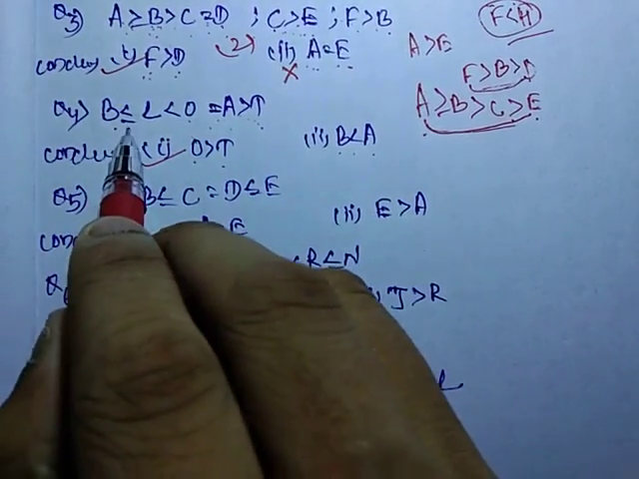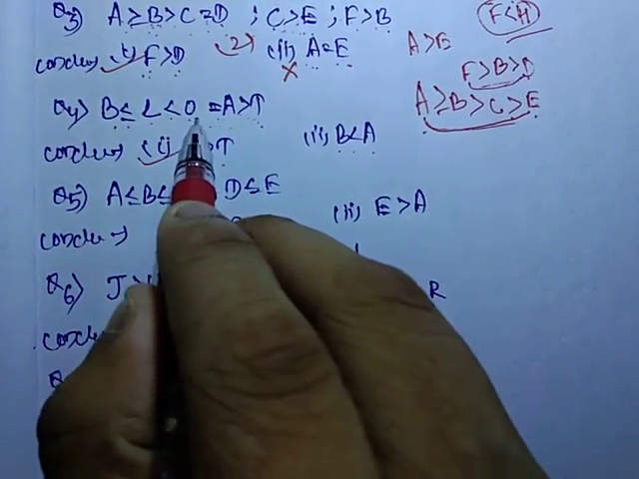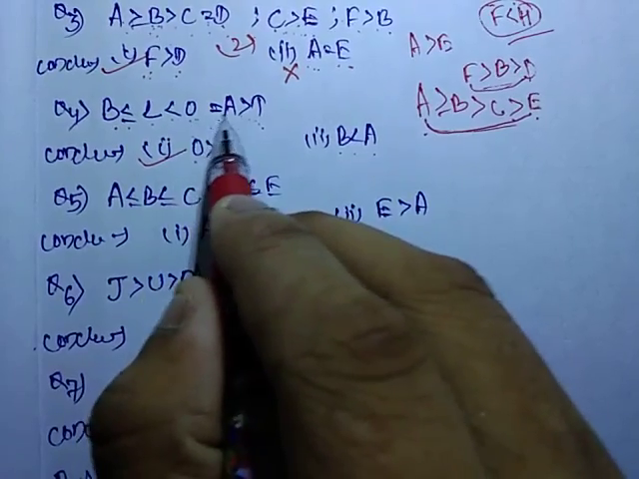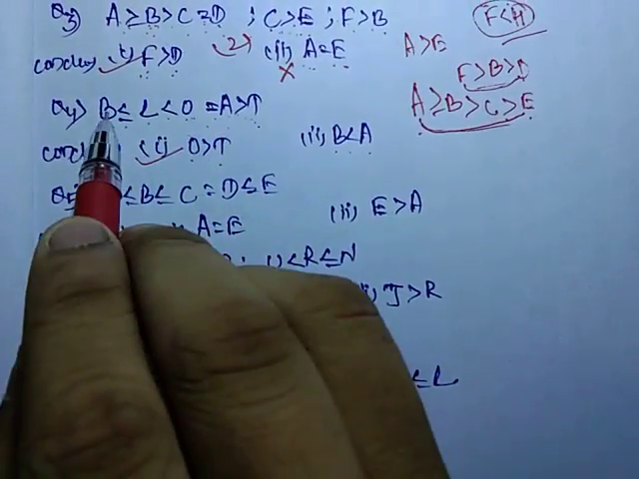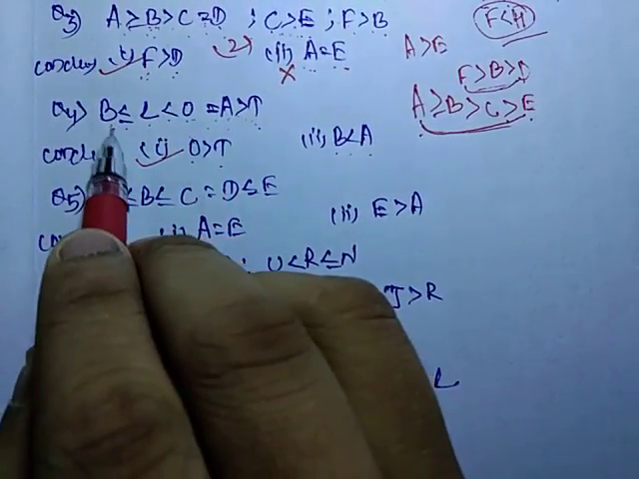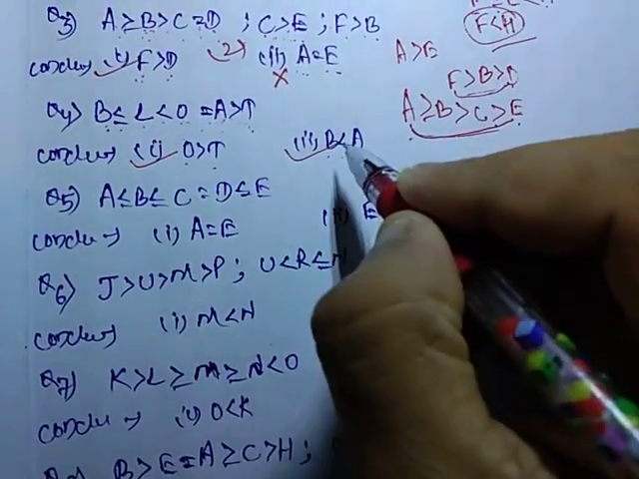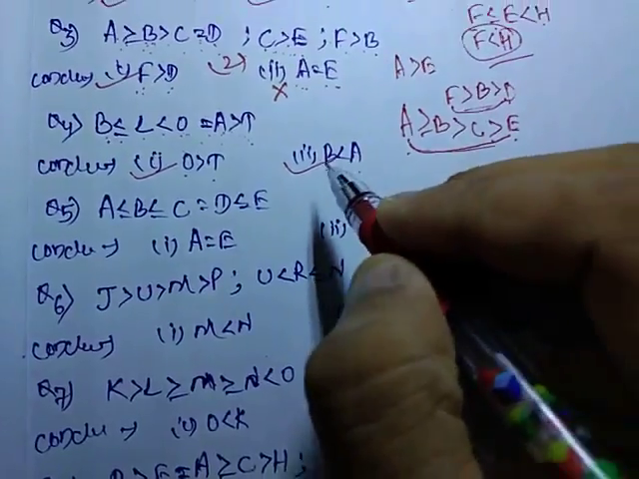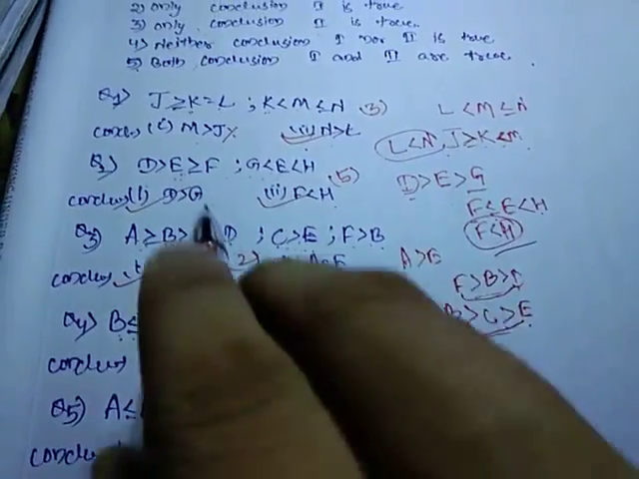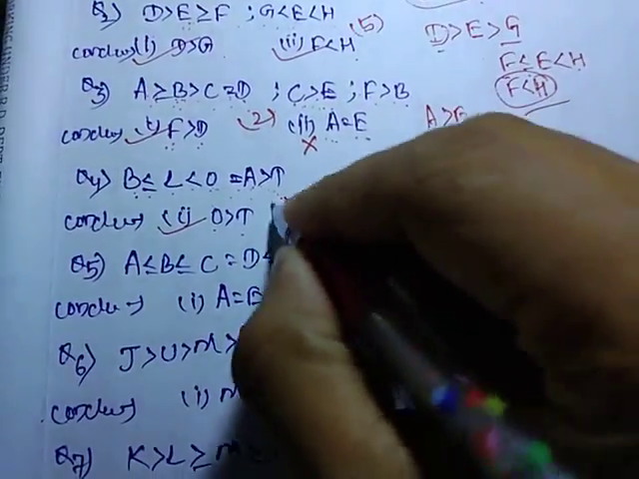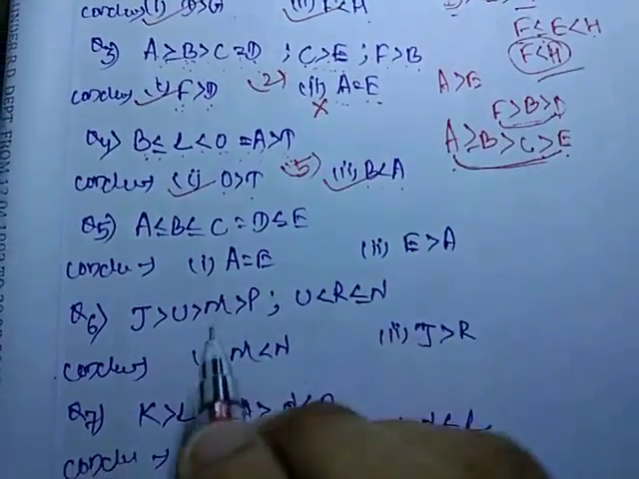And b is less than or equal to l, l is less than o, o equals a. That means we can apply the relation between b and a: b is less than a. That means this statement is also true. So our option number 5 is the answer of this question.